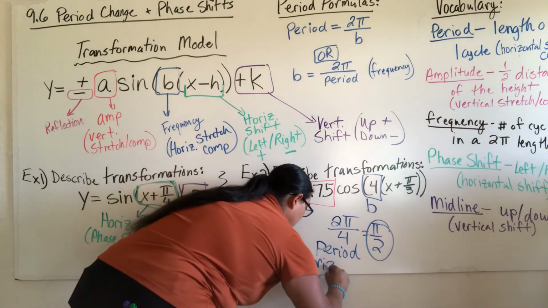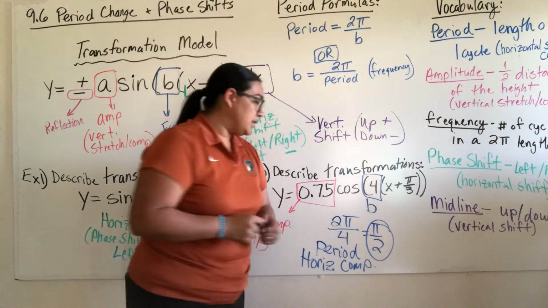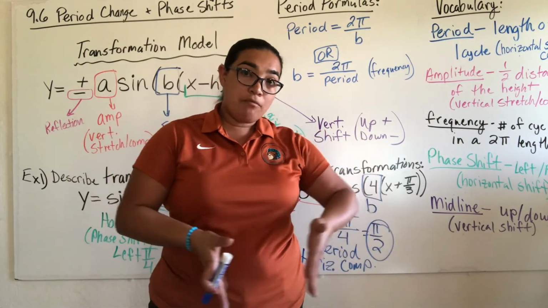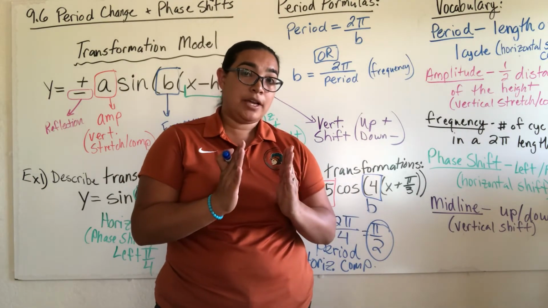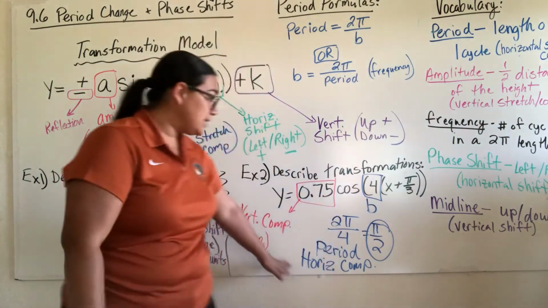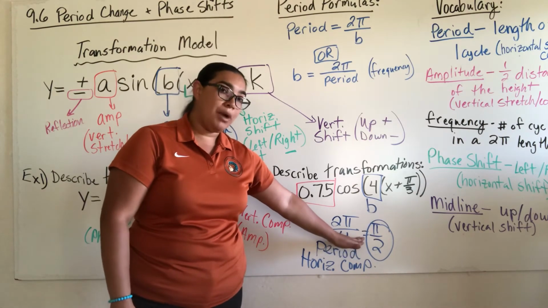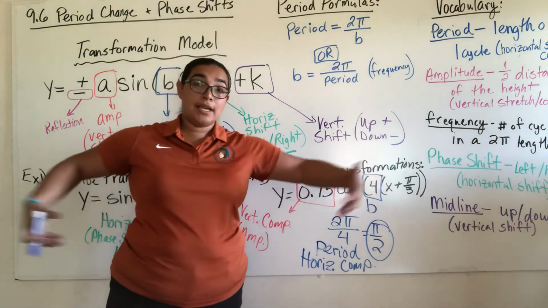I'm just going to abbreviate horizontal comp. Because what this has done is it's caused you to have more cycles in a shorter amount of period because it squashed it and made it less of a period. Okay, so you're having your whole thing in a much smaller space because that's less than 2 pi. So if this comes out less than 2 pi, it's a compression. If it were to come out more than 2 pi, then they've stretched it. It's taking a longer time to get there.